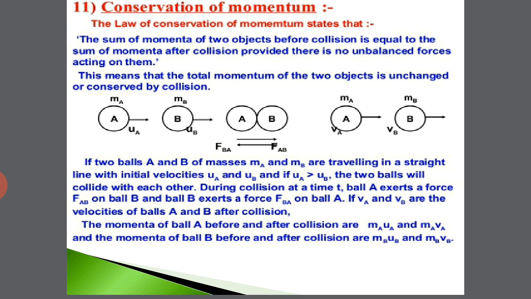Got it? If VA and VB are the velocities of the balls A and B after collision, the momenta of ball A before and after collision are MAUA and MAVA, and for ball B, MBUB and MBVB. Got it? Initially, UA was greater than UB, and after collision, VB will be greater than VA.